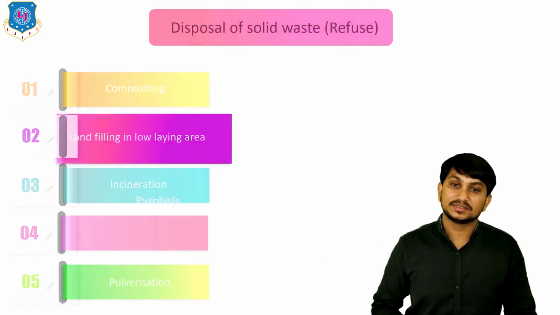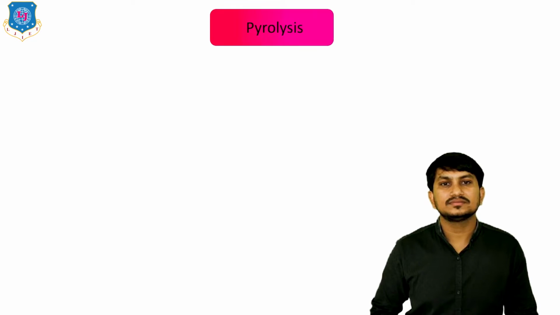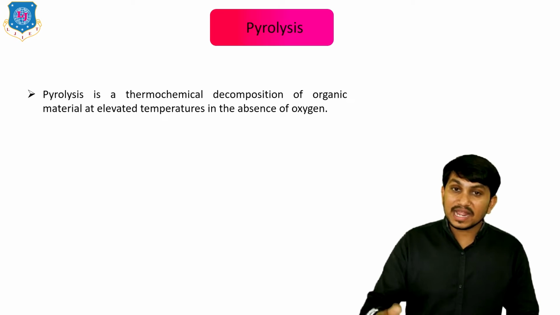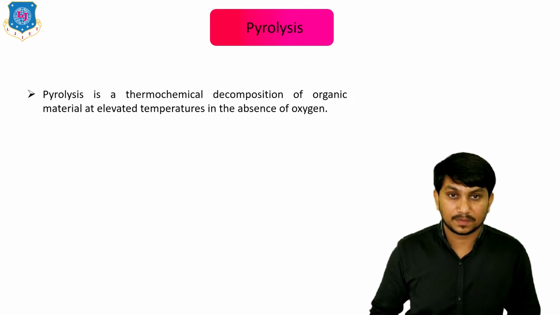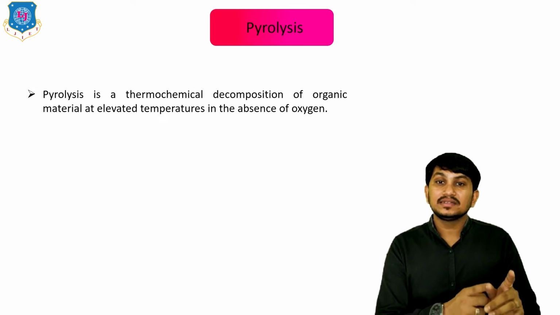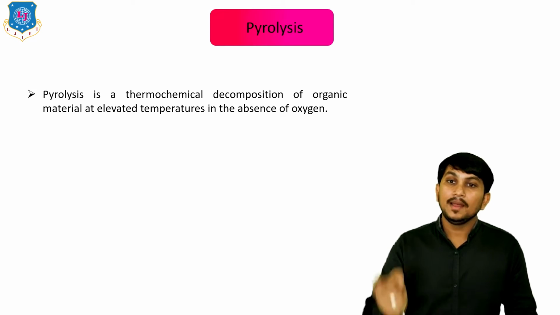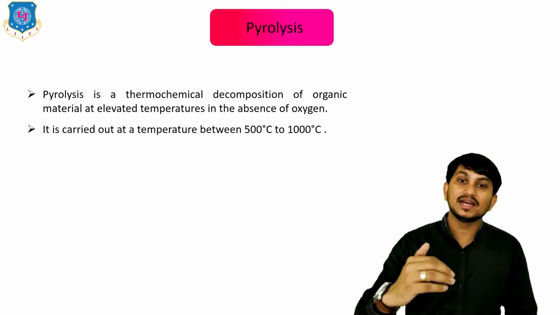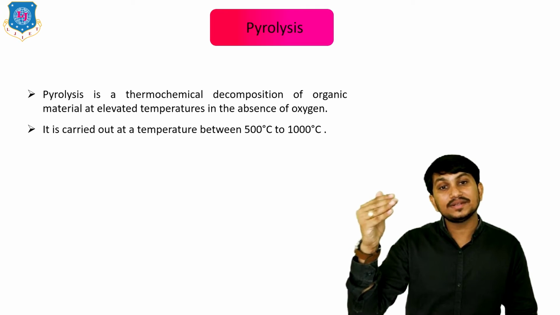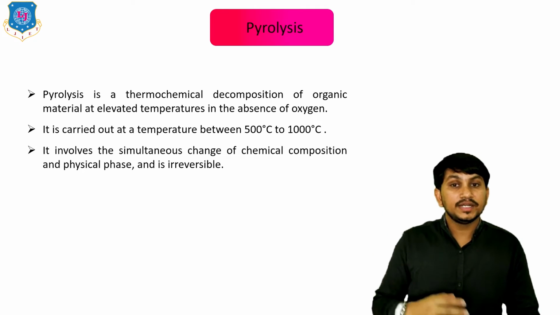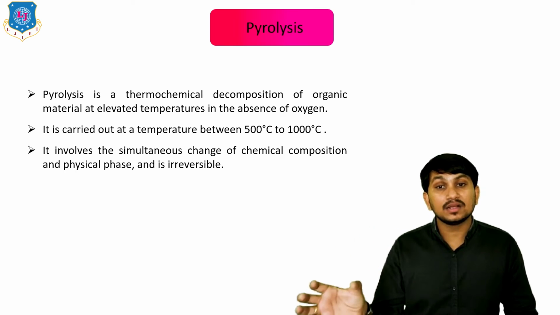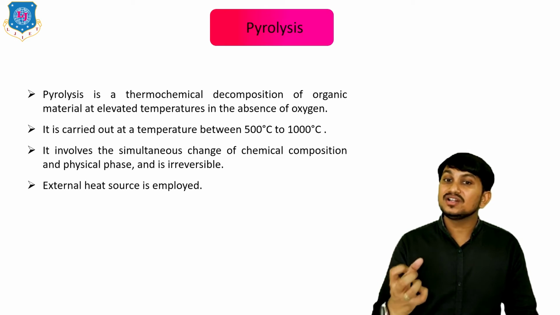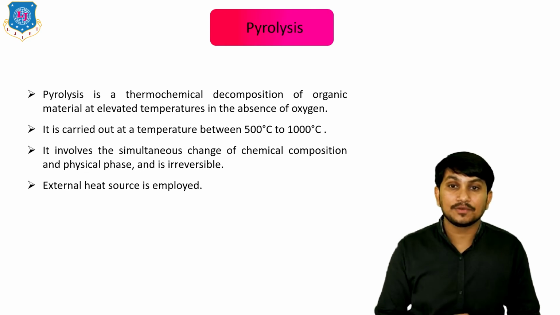Fourth is the pyrolysis method. It is a thermochemical decomposition of organic material at elevated temperature in the absence of oxygen. The incineration method is carried out in the presence of oxygen, while the pyrolysis method is carried out in the absence of oxygen. It is kept up at temperatures between 500 degrees centigrade and 1000 degrees centigrade. It involves simultaneous change of chemical composition and physical phase, and it is irreversible. An external heat source is employed in this type of technique.